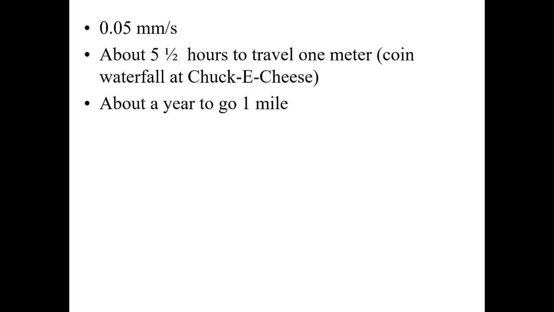So you say, well, how does this happen? Think about the coin waterfall at Chuck E. Cheese or in an arcade. It takes a long time for any one quarter or token to move all the way on that coin waterfall. But every second, it's pushing the one in front of it, pushing the one in front of it, pushing the one in front of it. It takes the electrons about 5.5 hours to travel 1 meter. So each individual electron is really, really slow.